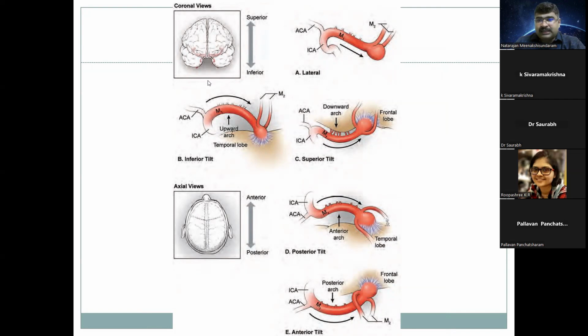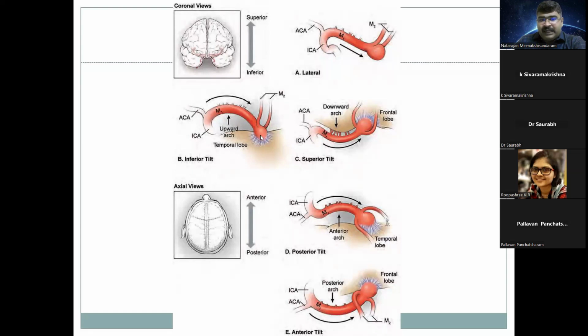You need to assess the MCA aneurysm through various views. You need the coronal view to assess whether it is superior or inferior, and the axial view to assess whether it is anterior or posterior. Both the views have to be studied to orient to the various tilts. So this is the lateral tilt. Okay, this is the lateral tilt.